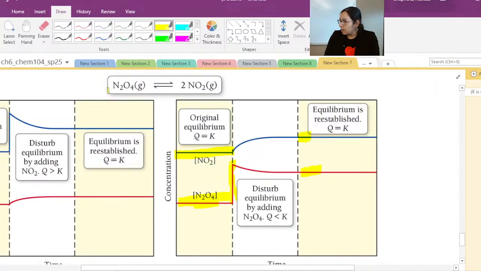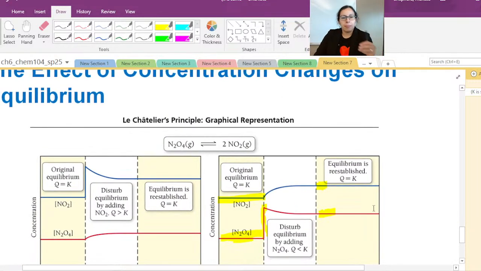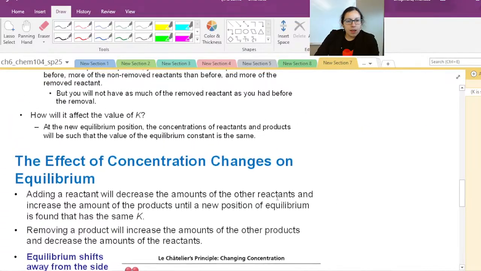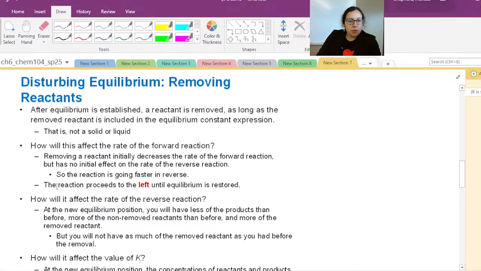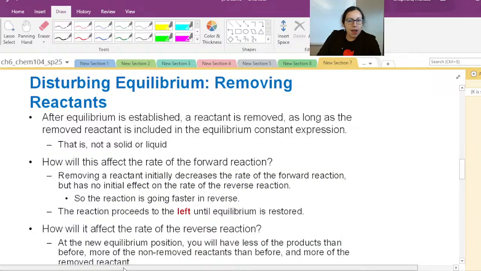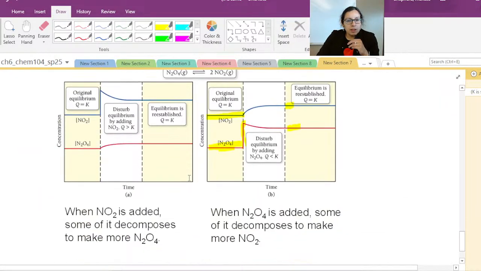And then, like I said, obviously in this case it doesn't work since we just have this dimer. But if there had been another reactant, this would be lower in concentration. And so again, K is not affected. And then of course, if we remove reactants or products, again, same sort of concept.